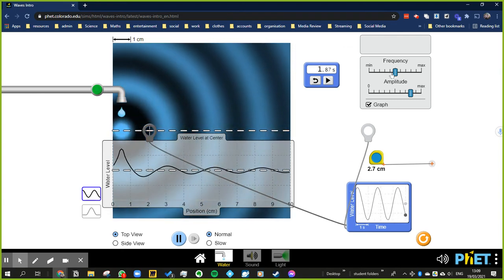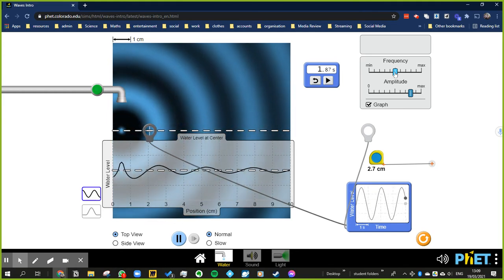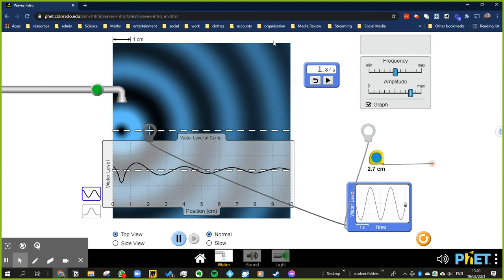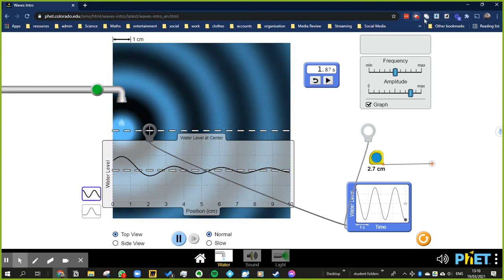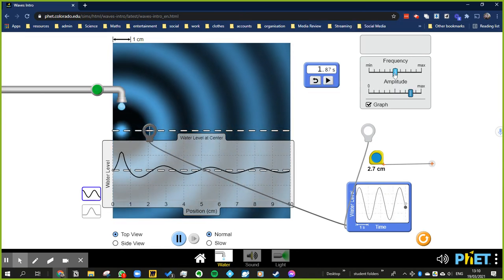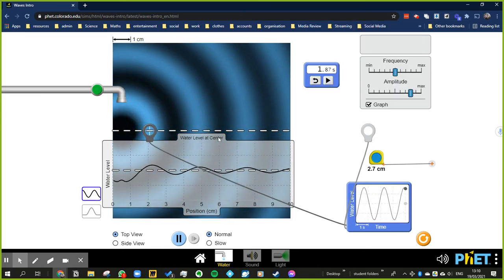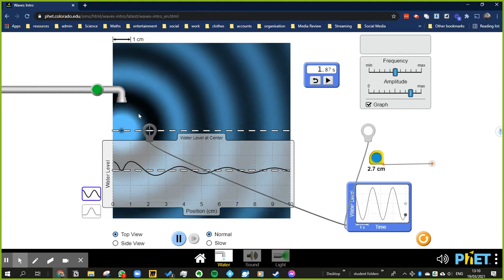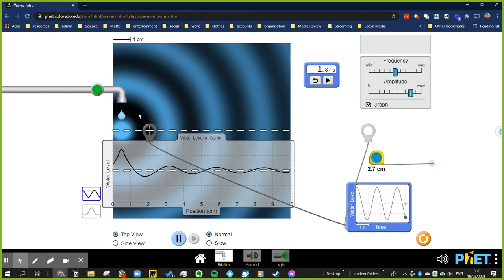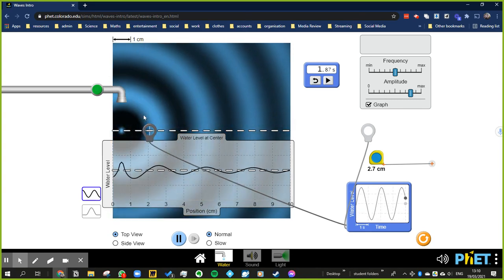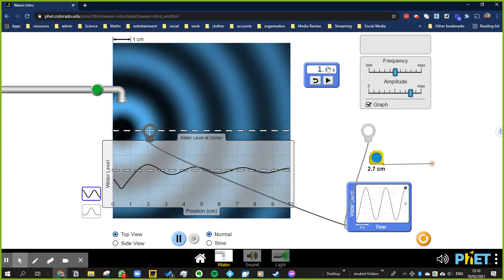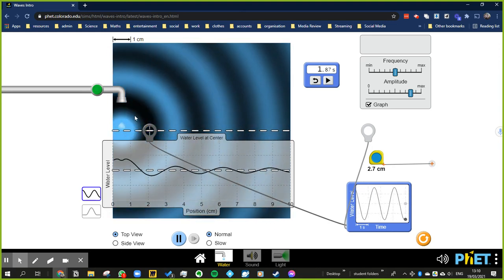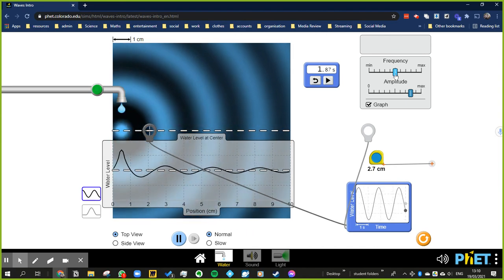What else can we do? We can change the frequency. If I increase the frequency, what do you think will happen? We've got to be careful what we mean by fast. The speed at which a wave goes from left to right will stay the same, I think. But how often the drops fall is going to increase.